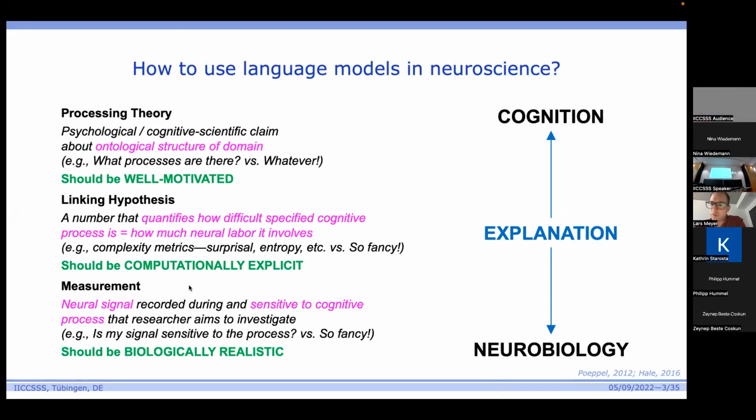On the other end, there's a measurement. You're in the lab and you record some signal, a neural signal. And that neural signal should be sensitive to the cognitive process that you're studying. That's also something to consider, right? So when you say you're acquiring BOLD MRI, or diffusion weighted images or something, and then you try to regress it against some model of language comprehension, it's probably not particularly meaningful, right? So the neural signal should be sensitive to the cognitive process that you are studying.